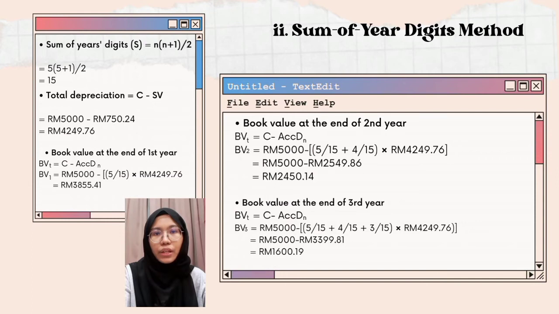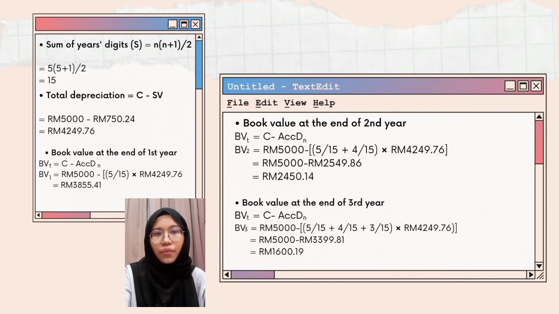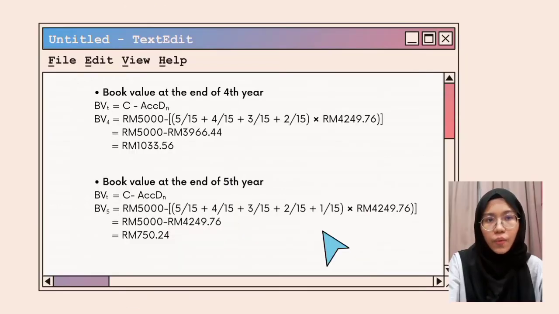The formula for book value by using the sum of year digits method is cost minus accumulated depreciation. So book value at the end of the first year is 3,855 ringgit 41 cent. For the second year is 2,450 ringgit 14 cent. For the third year is 1,690 ringgit. For the fourth year is 1,033 ringgit 56 cent. And lastly for the fifth year is 7,050 ringgit 24 cent.